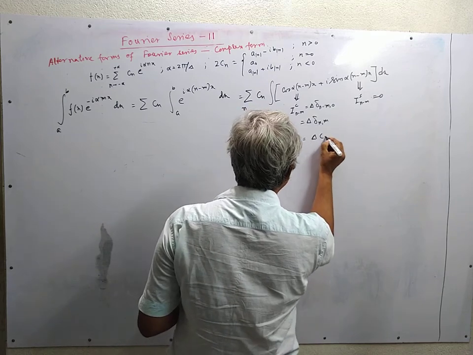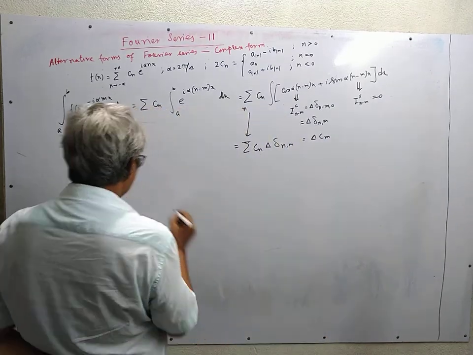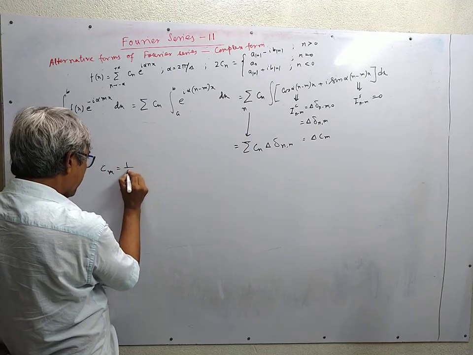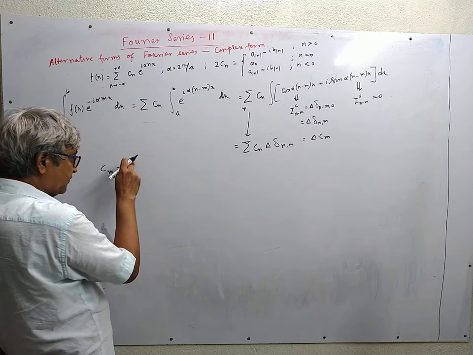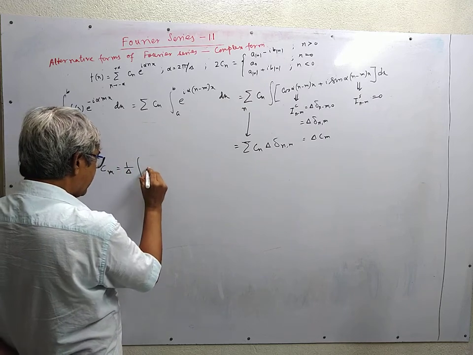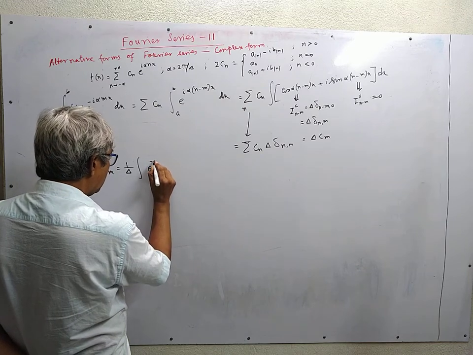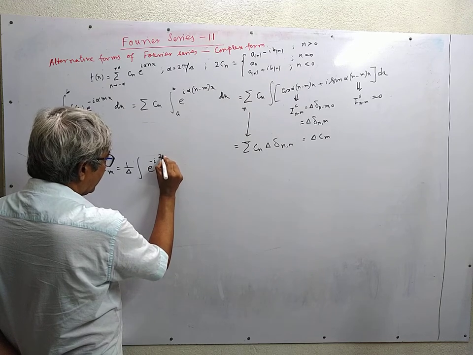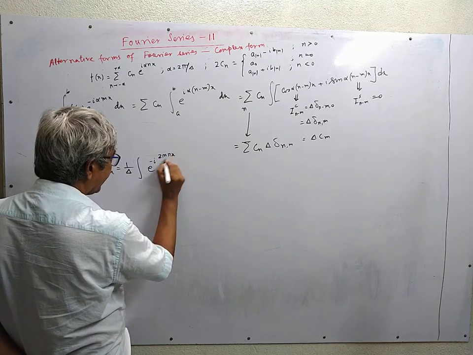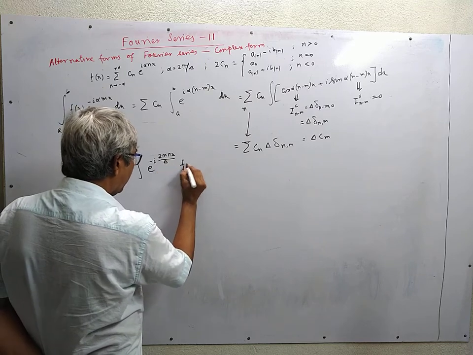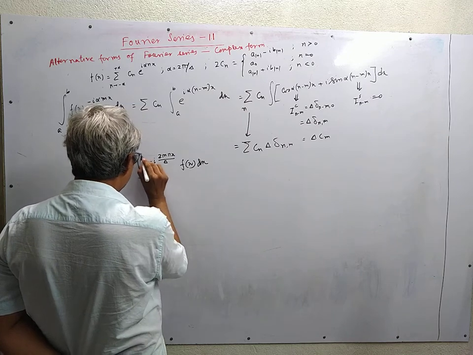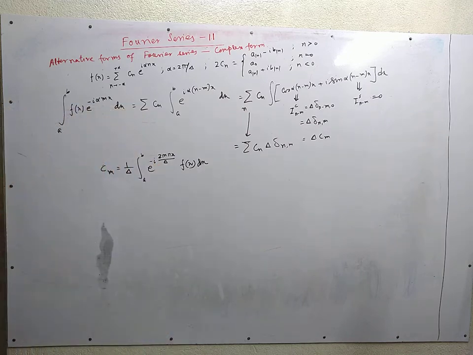This is delta times Cn. So the formula for determination of Cm is Cm is 1 by delta, so there is no 2 as we found in the case of trigonometric series. For alpha we write 2 pi m x by delta, f of x dx from a to b. This is the Euler formula for the determination of Fourier coefficient.